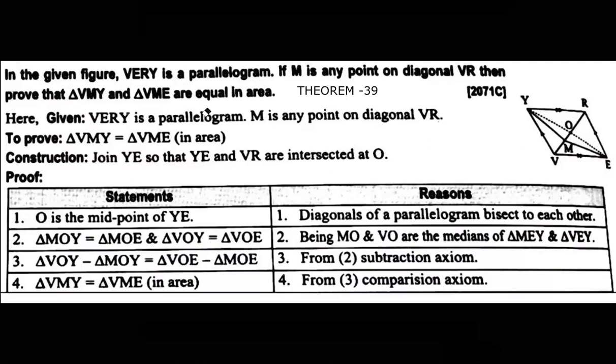the parallelogram BMY and this other parallelogram BME are equal to each other. You need to prove this one. You can solve it in just a 3 or 4 line answer. So how to solve it? Let us go for it.